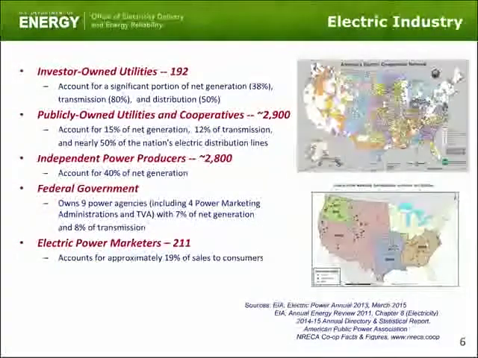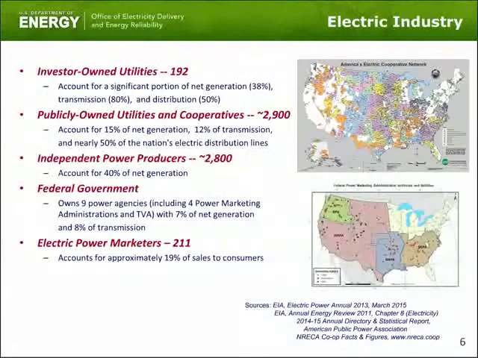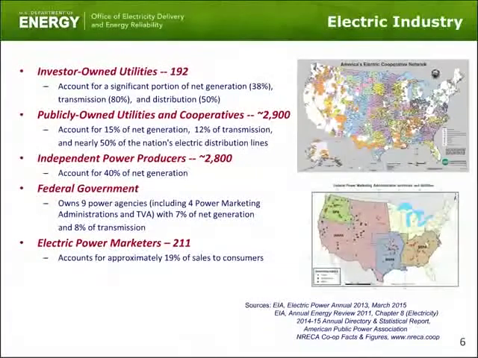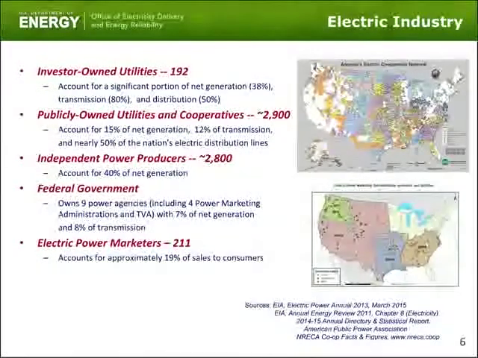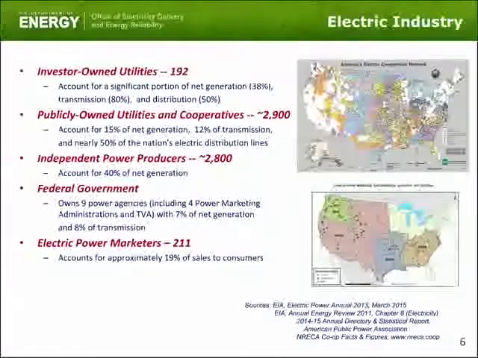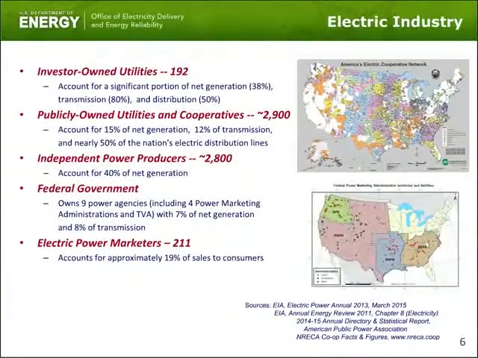This slide attempts to show the extent of the electric industry. It includes a significant number of investor-owned utilities, 192. They account for a portion of the net generation, a significant portion of the transmission, and about half of the distribution that's out there. Publicly owned utilities and cooperatives account for approximately 15% of net generation, 12% of transmission, but the remaining 50% of the nation's electric distribution lines. That's represented by the graphic on the top right.